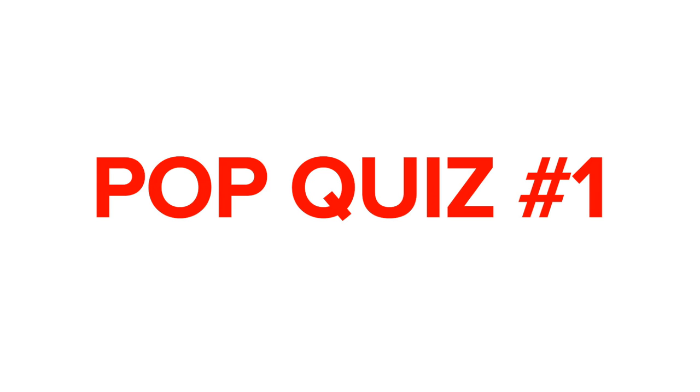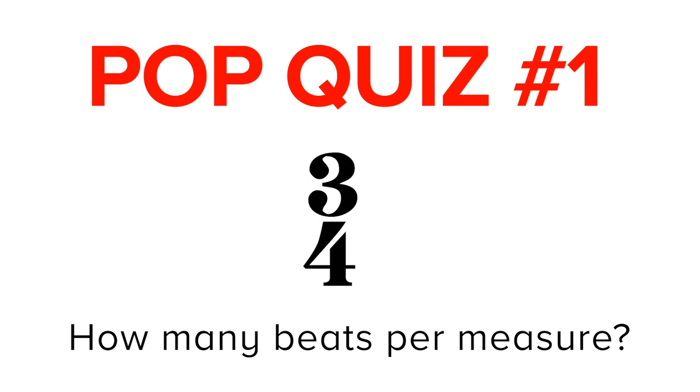Here's how you win. Since this is pop quiz number one, I'd like you to put a one dash and then your answer. So here is our first question. We're going to reach a little bit further back. How many beats per measure in the time signature that we see on screen?